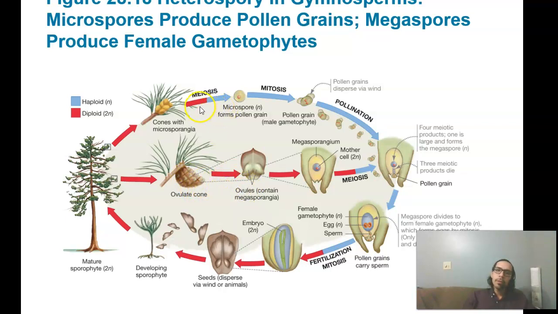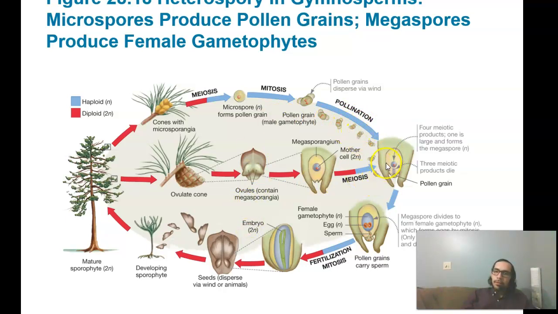If it's the male cone, the microsporangia will produce the microspores, and these look similar to the ones that you looked at in lab. They kind of have the Mickey Mouse ears. So those are the pollen grains. Okay, so the pollen grain in this case is the gametophyte for the male, and this is the one that's carried by the wind or animals.